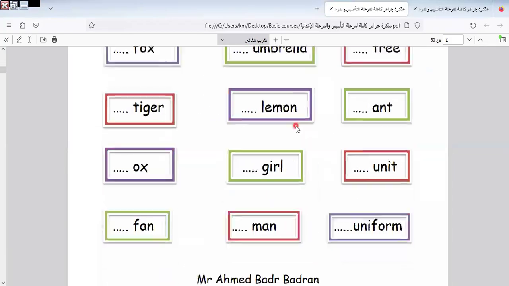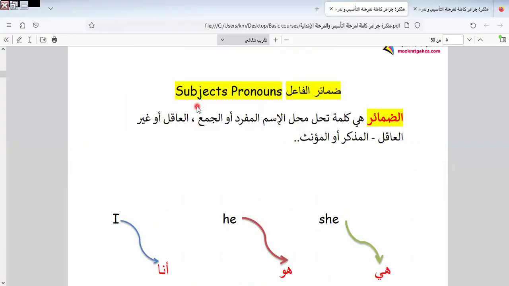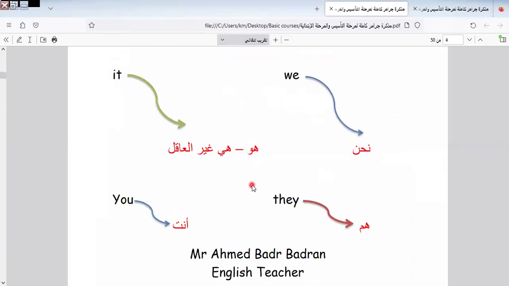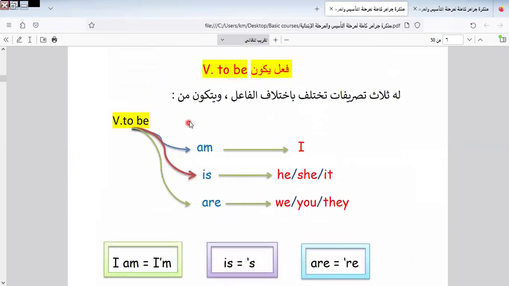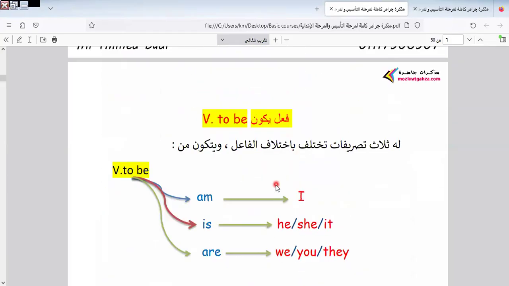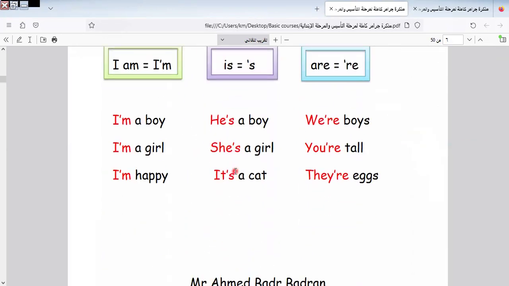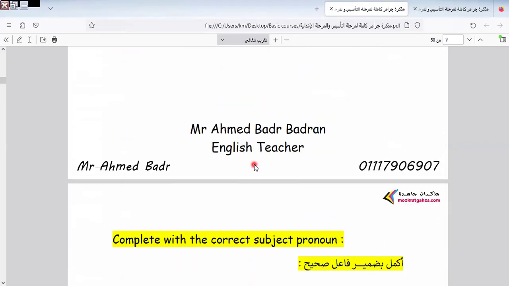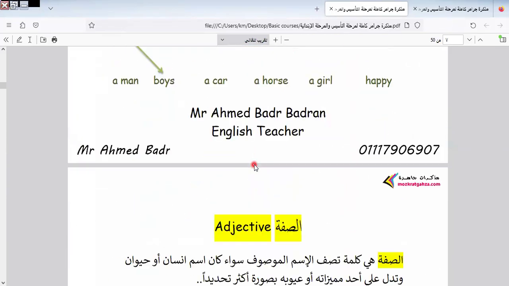Let's go on to another item that we took last video. We talked about subject pronouns and when we use them. We talked about the verb to be, is, am, and are, and which pronouns take am and which others take is and are, and we know the abbreviations of the verb to be.